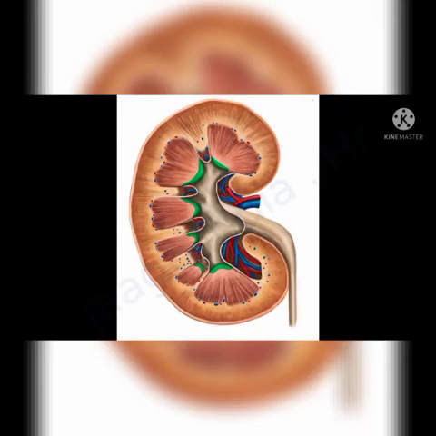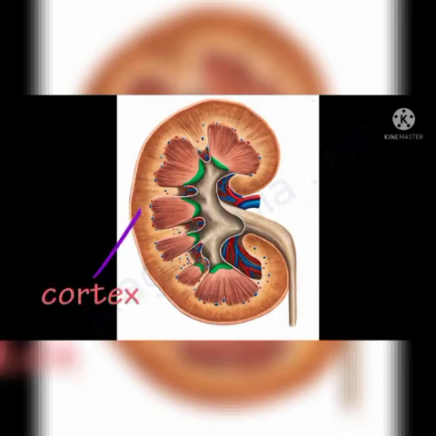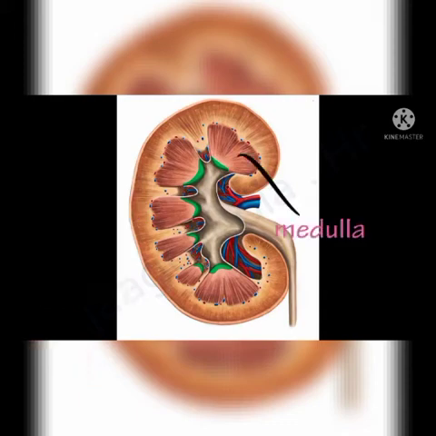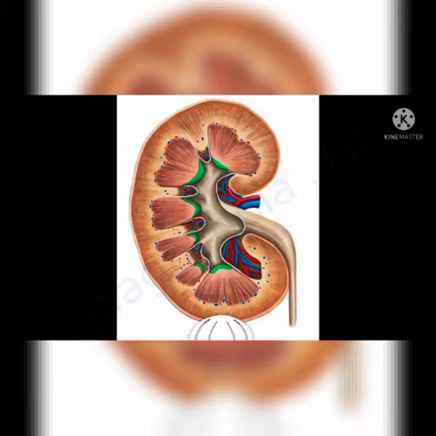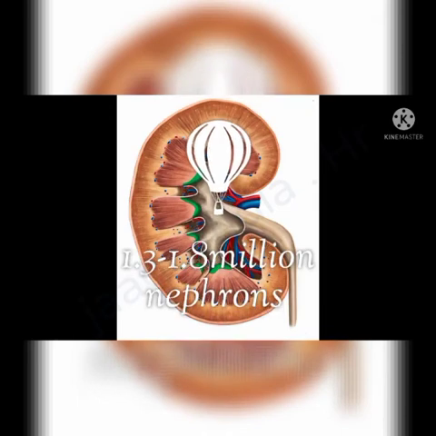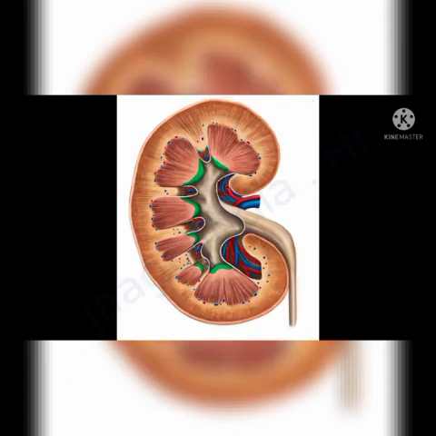The kidney shows two distinct regions. Dark colored outer zone of the kidney is called the cortex and the pale inner zone in internal kidney is called medulla. Each kidney is made up of approximately 1.3 to 1.8 million microscopic and thin tubular functional units called nephrons or uriniferous tubules.